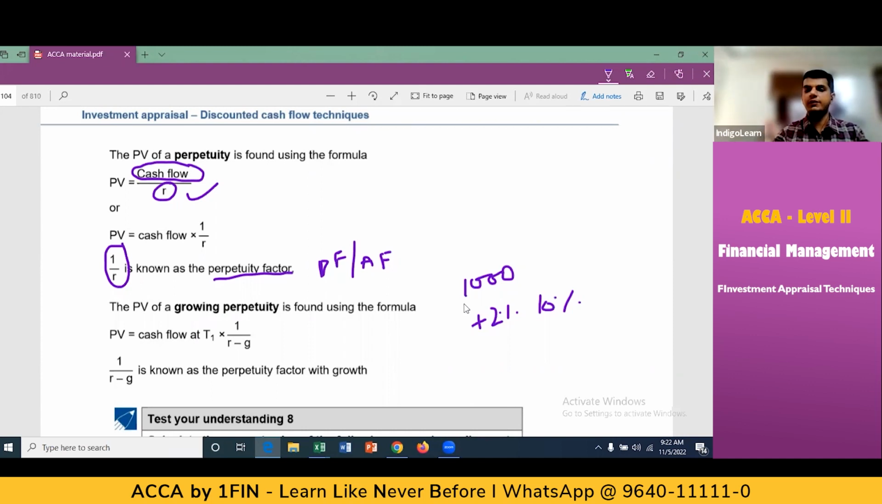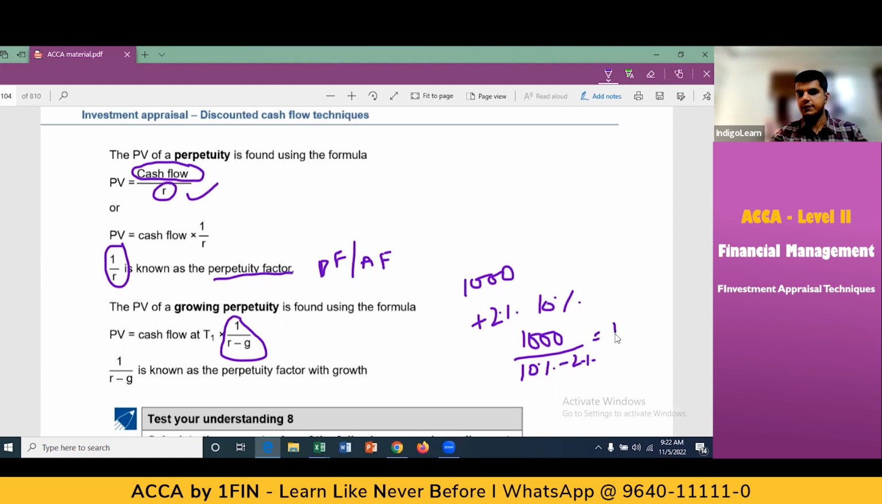Then there is a formula for it. That is T1, the cash flow that you will receive in T1, divided by R, the discounting rate, minus the growth rate. So, suppose here, the answer would be 1,000 divided by 10% minus 2%.